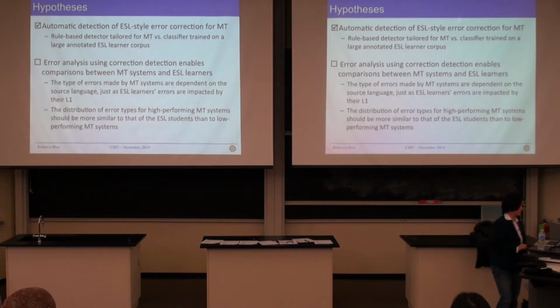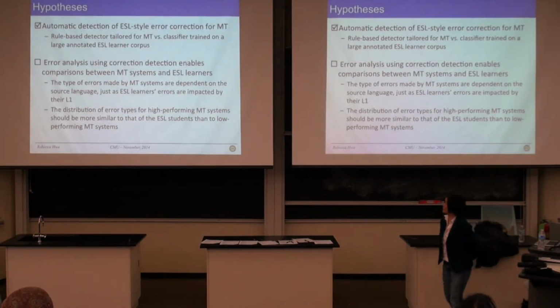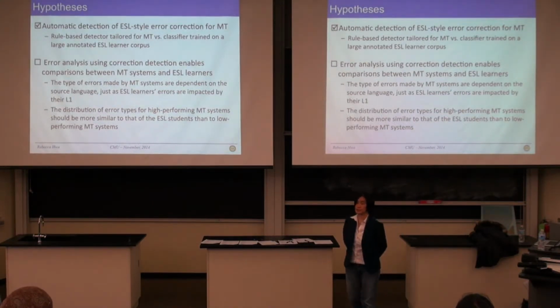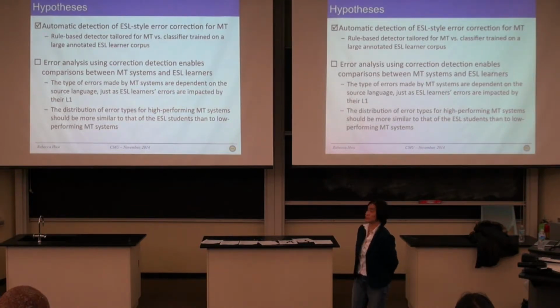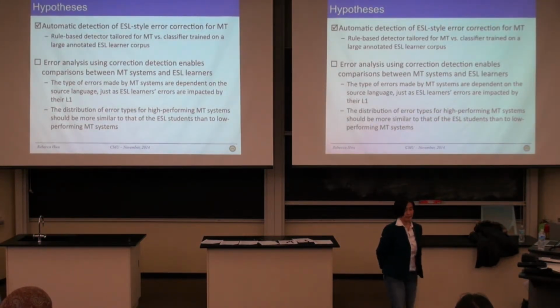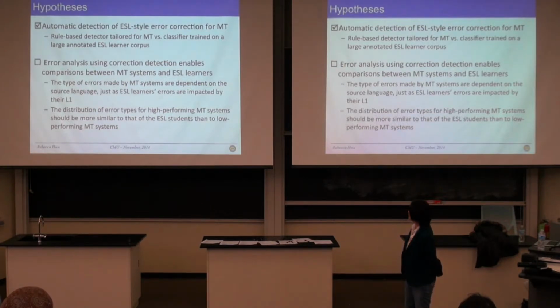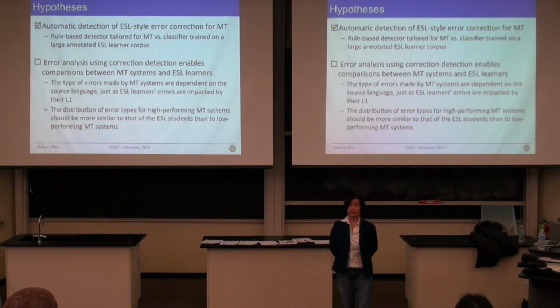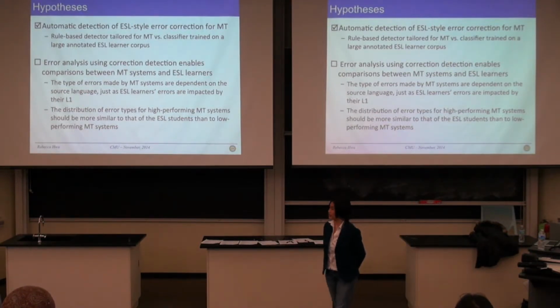So now that we have all of the pieces, we decided to run some experiments. One of our hypotheses is that we can do this more detailed style error analysis for MT. So we're going to try both the rule-based system and the classifier system on some MT data. And you'll see a check mark. That means that I'm going to argue that we've succeeded in doing that.